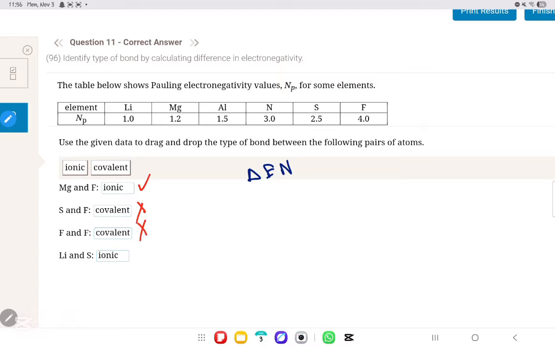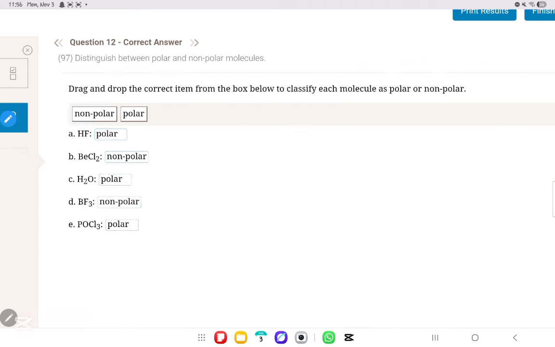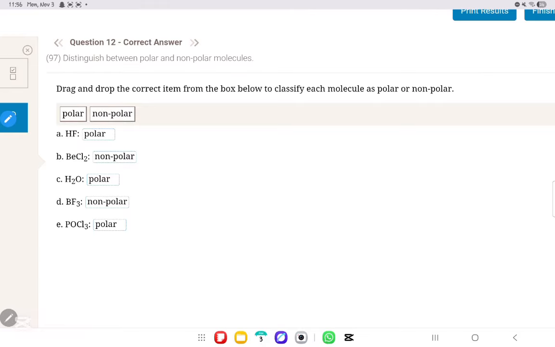And then Li and S. Li and S, even if you did subtraction, you're gonna get 1.5. It's not covalent. Why? Because Li is a metal and S is considered a non-metal. So metal plus non-metal will give me ionic, even if the electronegativity difference is less than 2. Still, if it's a metal and non-metal, it's gonna be ionic. We move on to question 12.